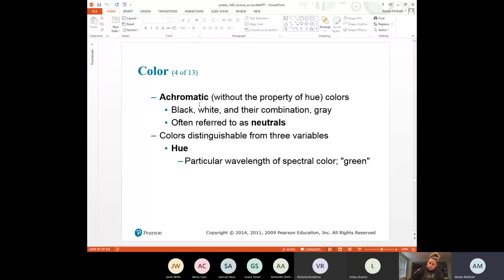Achromatic is something that's black, white, or gray, or without color. Black and white are not considered colors in the art world, but if you consider them colors, I won't care. It's not a big deal. Colors are usually referred to as hues. That's what we usually call a color. So instead of saying the color blue, we usually say the hue blue.